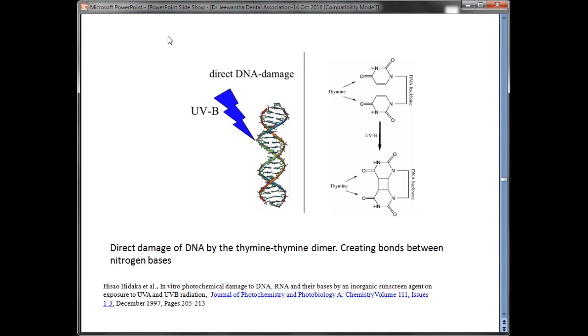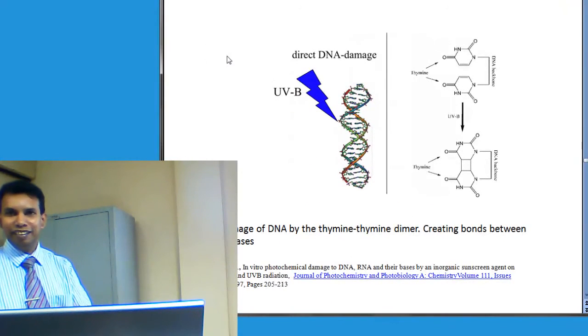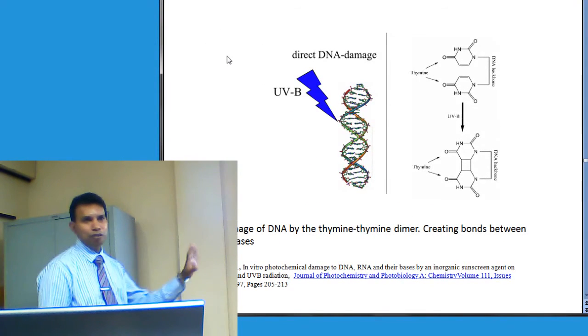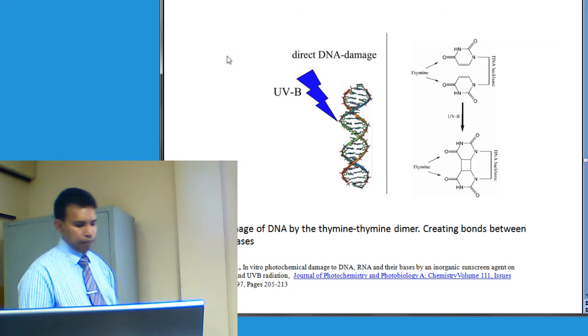We all know that if you expose your skin for a longer time directly to the sun, UVB coming to the earth interacts with the DNA, and then an additional bond can form. So the direct damage of DNA by thymine creating bonds between nitrogen bases. That is an unwanted thing, additional bond making. That is a tumor. So that is skin cancer, basically. Additional bond making, not a natural thing. So that is the issue. That is the simple science, if I explain scientifically.